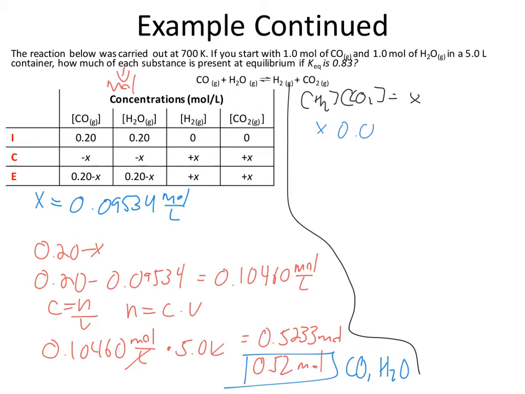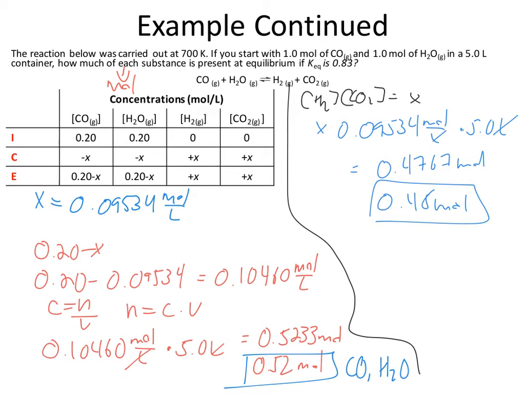X is going to be 0.09534 mole per liter. But again, it's asking us for how much in terms of moles, so we're going to have to multiply this by 5.0 liters. Our liters cancel out, and we get 0.4767 mole. To two significant figures, it's 0.48 mole. And that's the amount for H2 and CO2. So there we have it. We figured out at equilibrium that we have 0.48 mole of both H2 and CO2, and at equilibrium we have 0.52 mole of CO and H2O.